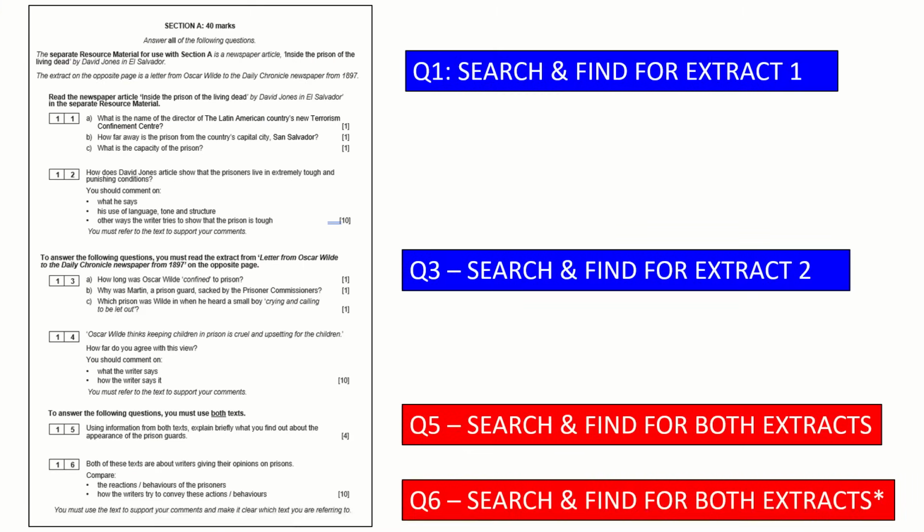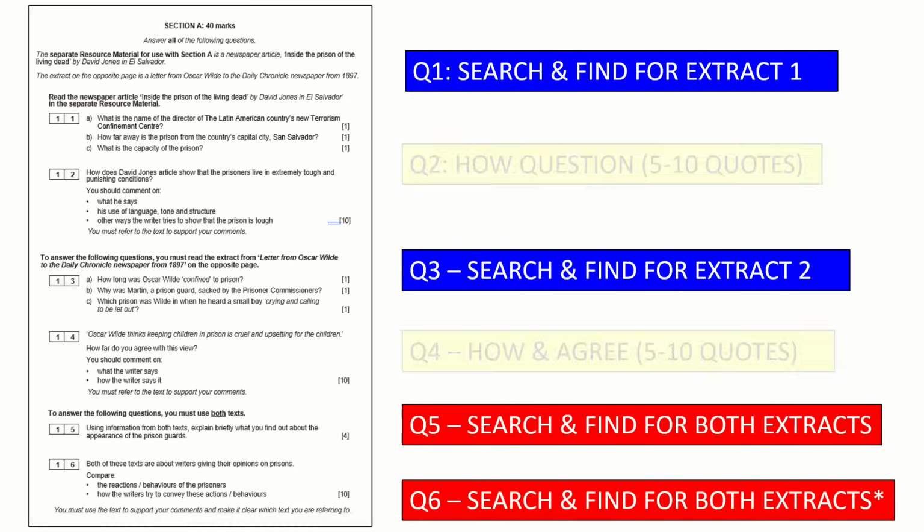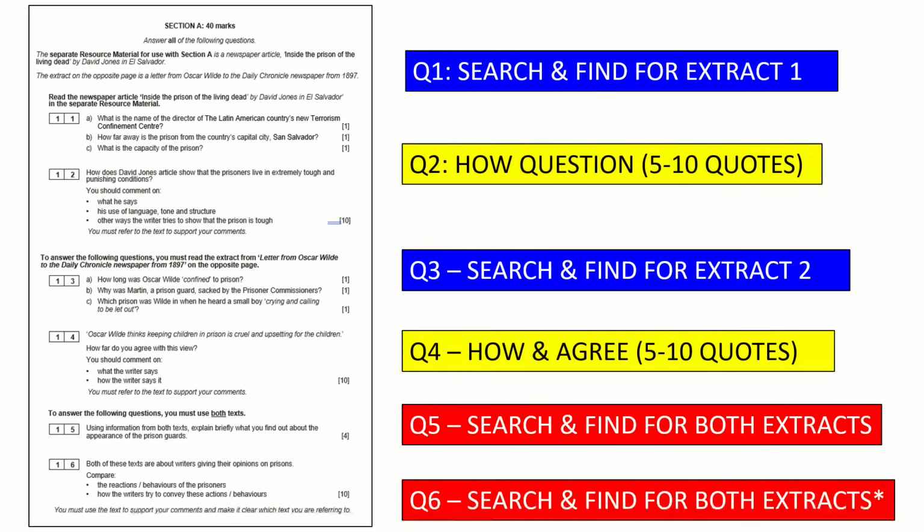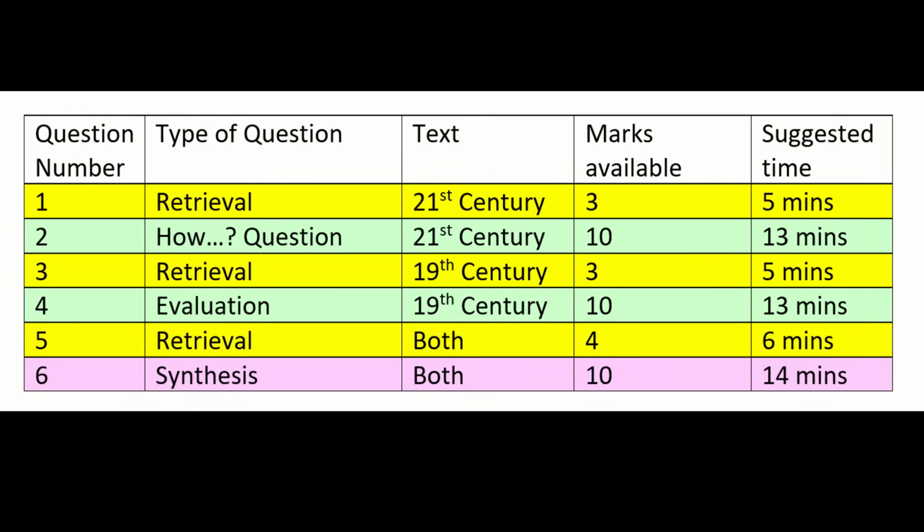Okay, so you get 6 questions. 1, 3 and 5 are retrieval questions. I'll talk about 6 later on. And then 2 and 4. 2 is the writer's craft, and then 4 is the evaluation question. They're roughly the times I would suggest and the marks available.